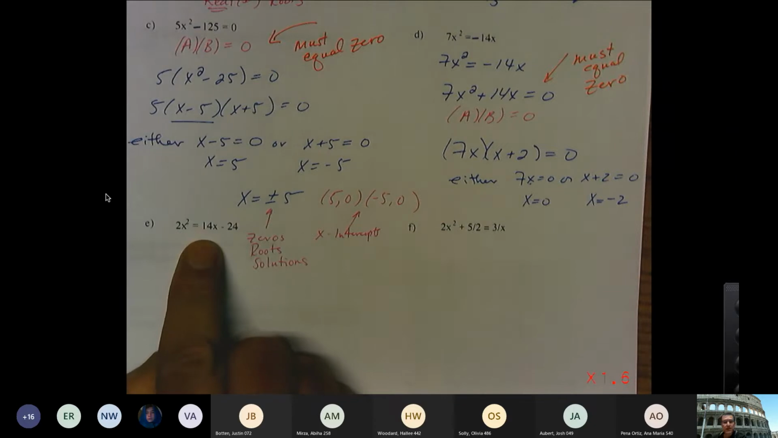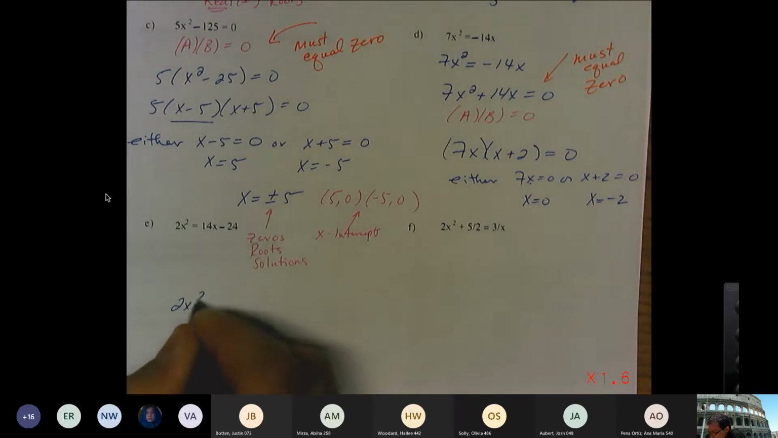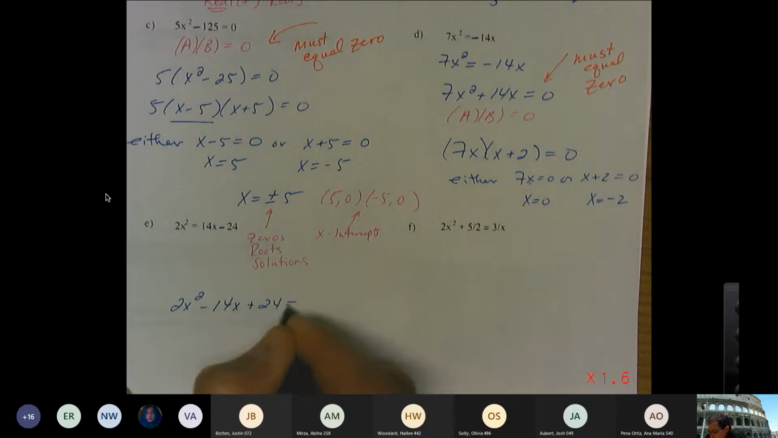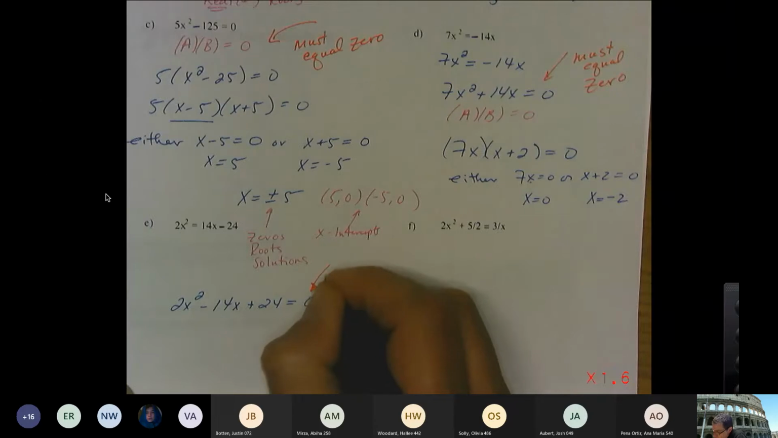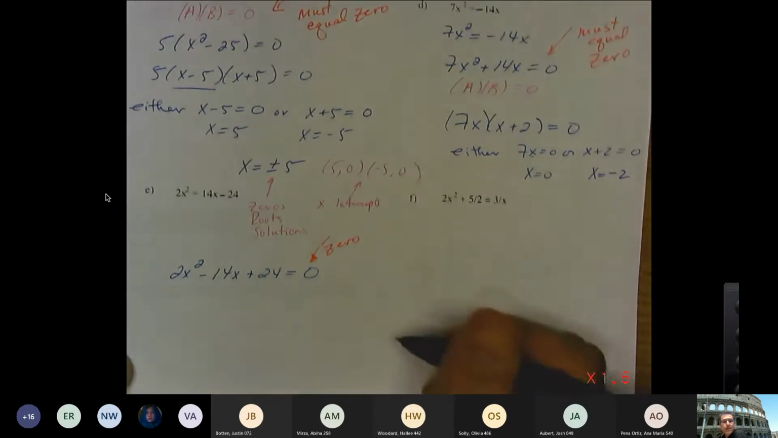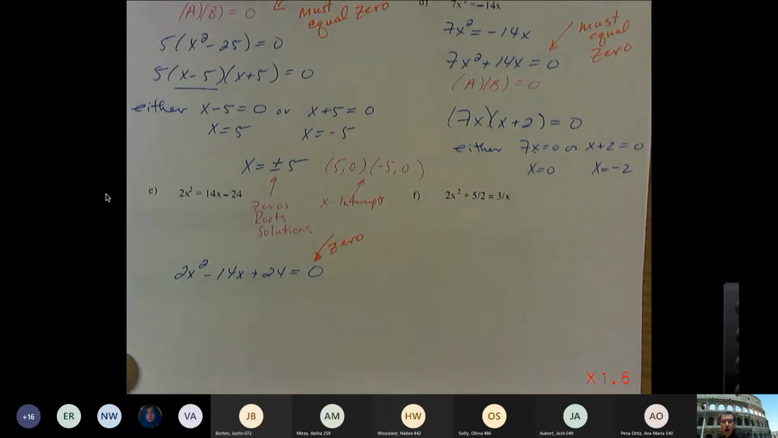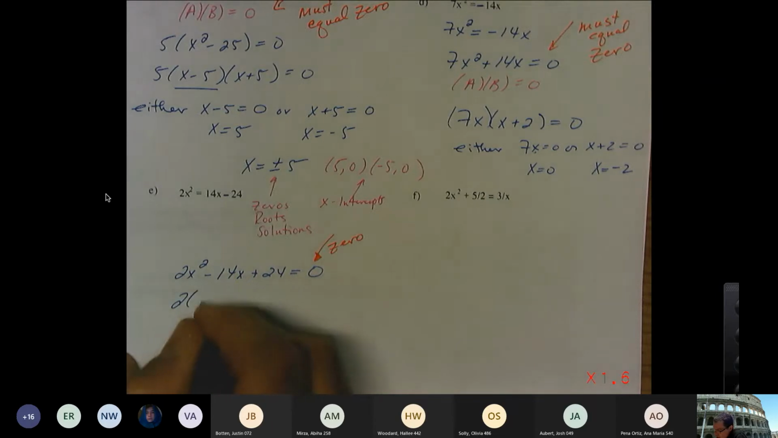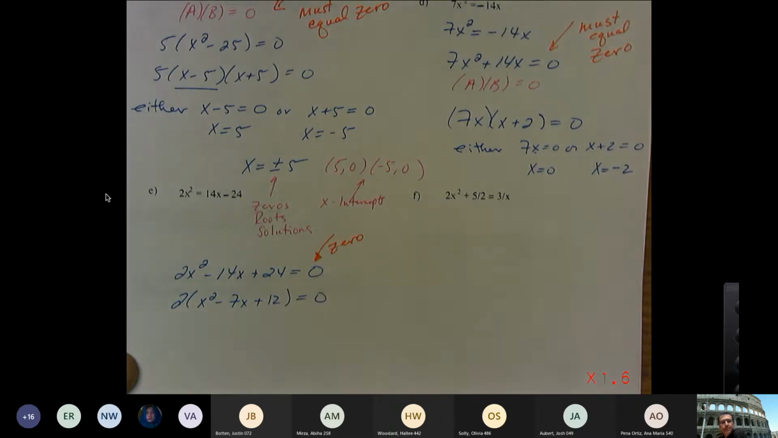Okay, so now we've got another one. Now this looks like a trinomial. That's a subtraction sign right in there. But it's got to be equal to 0, so I've got to move things around. So I'm going to do 2x squared minus 14x plus 24 equals 0. You need this to equal 0. Now it's just a matter of factoring. What type of factoring do we do first? Common, always. So it's 2(x squared minus 7x plus 12) equals 0.